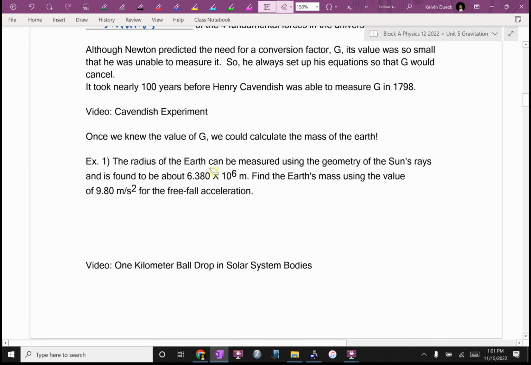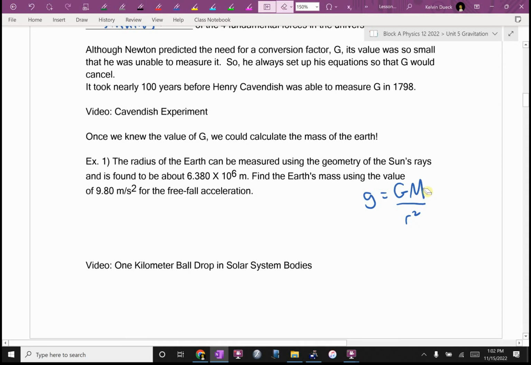Example 1: the radius of the Earth can be measured using geometry of the sun's rays, and the radius of the Earth is 6.38 times 10 to the 6th meters. Find the Earth's mass using the value of 9.8 for the free fall acceleration. Say what? So Cavendish did this. Little g equals big G, big M over r squared. He got the M by itself.